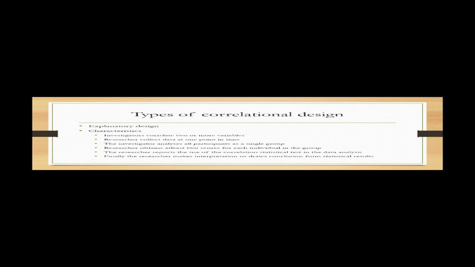And in the end, the researcher makes interpretations or draws conclusions from the statistical test results. So you start by correlating two or more variables, then you collect the data. After collecting the data, you analyze the participants, but as a single group. Then you obtain scores of these individuals in one group. Then you report the use of correlational statistical tests in that analysis. And finally, you make interpretations or draw conclusions from such statistical results.